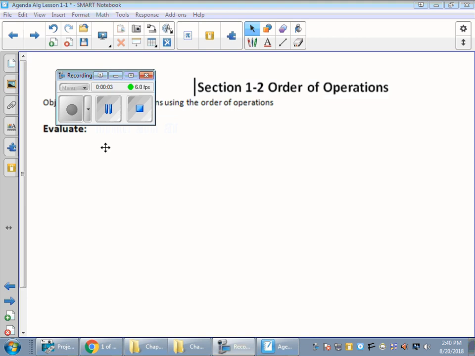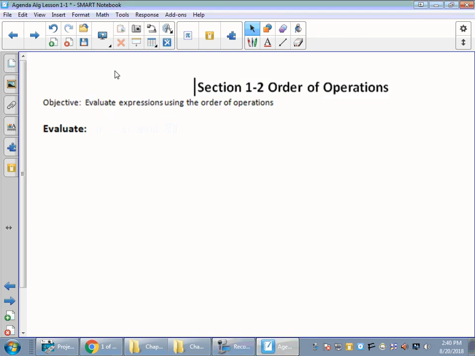Okay, section 1.2, order of operations. I'm sure that you've seen this before many times. Probably done this a million times, and we're going to do it again. If you've done it a million times, then you're probably pretty good at it, but we're going to do it anyway, so deal with it.